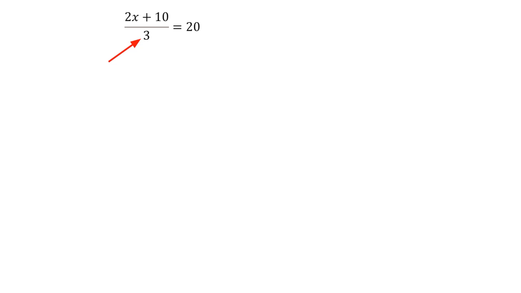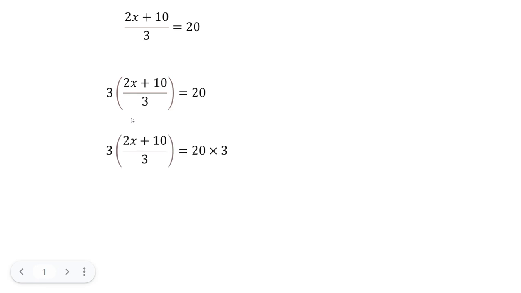So the easiest way to go about doing this is to take the entire left-hand side of the equation and multiply it by 3. By doing so, these two can cancel out and we won't have the denominator anymore. So we'll multiply both sides by 3: on this side to get rid of the denominator, and on this side just to keep the equation equal. The 3's cancel out on the left-hand side, and then we're left with 2x + 10 equals 60.